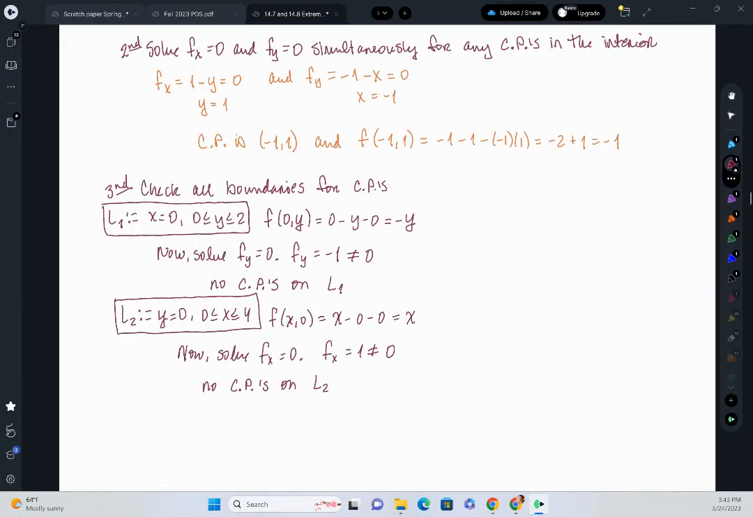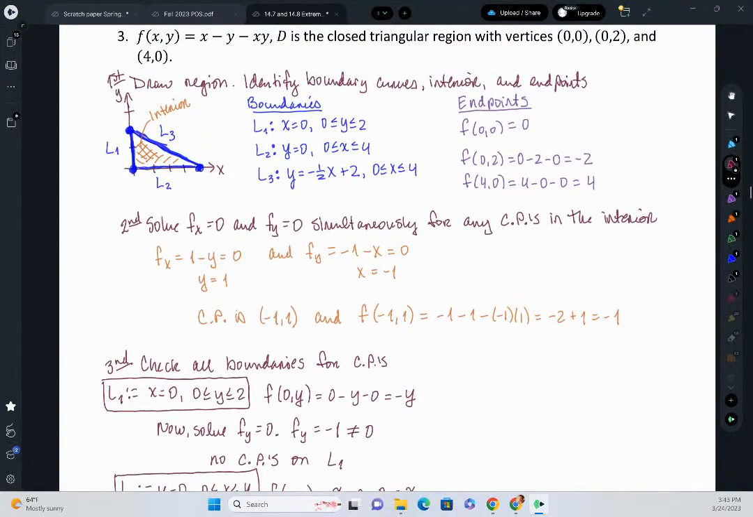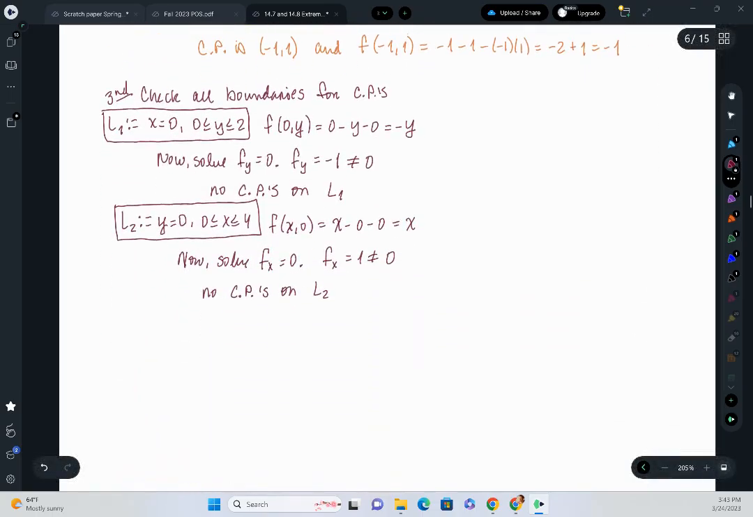Okay, we have one last boundary. It is not safe to assume that it will not have critical points. That boundary is the slanted line, y equals -1/2 x plus 2. All right, so we're on L3: y is equal to -1/2 x plus 2, and x is going from 0 to 4.